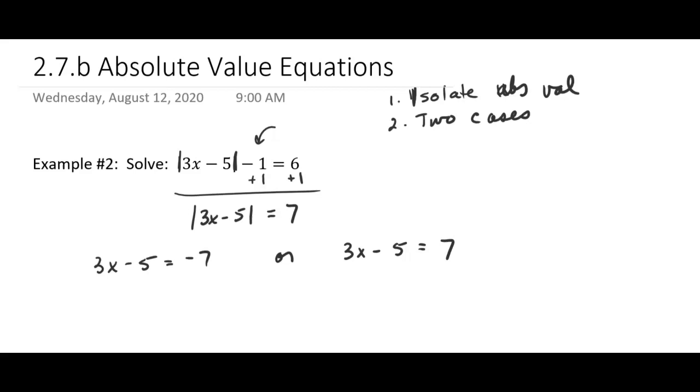So if you think about it, what's inside this part right in here, we're saying, if that were a negative 7, no problem. Absolute value of negative 7 is 7. But if that stuff that I have circled in green equals positive 7, no problem. Absolute value of 7 is 7. So you get these two cases, and then you're going to solve each case separately.